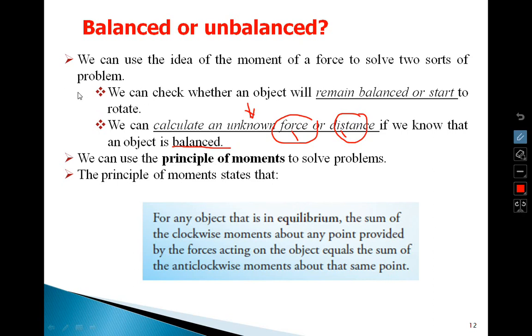The second one is this one. The first advantage is that we can check whether any object will remain balanced or start to rotate.